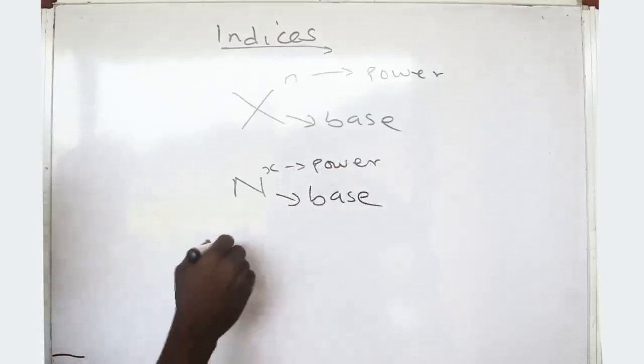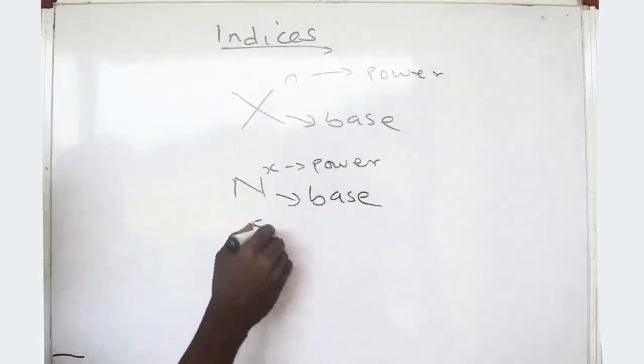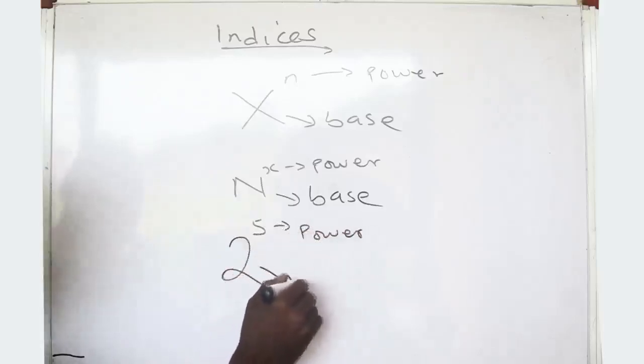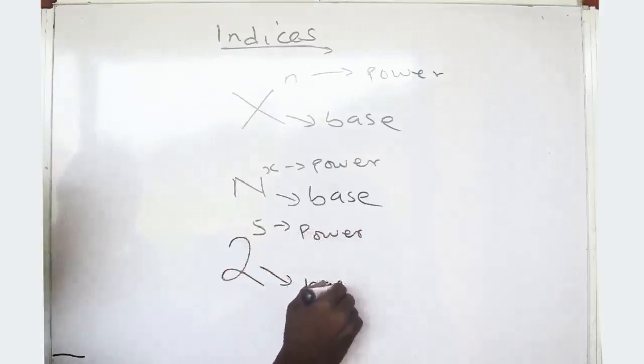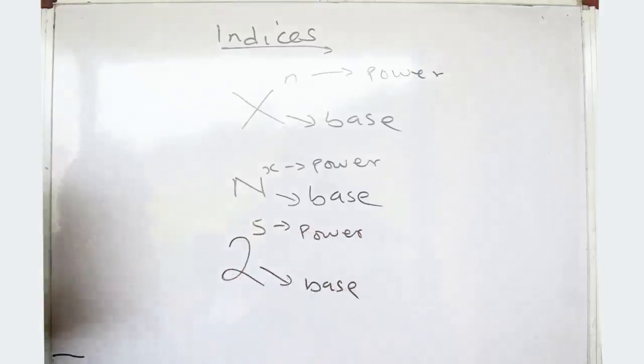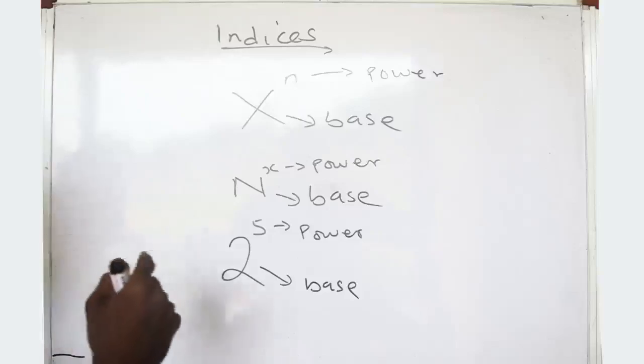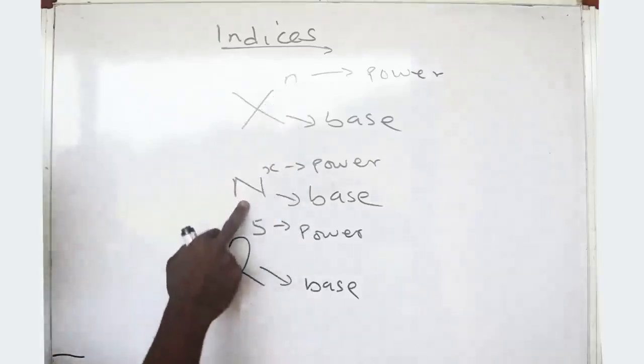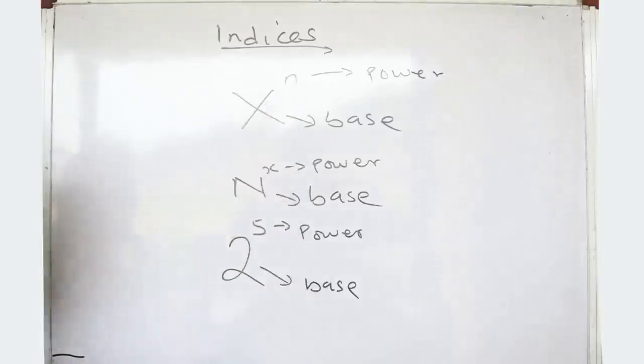I can put it in numbers. This guy is the power and this guy is the base. So if you want to interpret this, it means x raised to power n. This is n raised to power what? x. This is 2 raised to the power of what? 5.